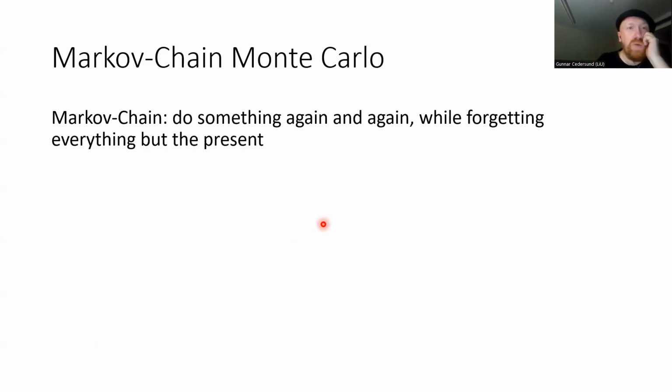It's very strong, it's very general, but it does have some crucial limitations, and I will get to those in the end. So Markov chain, the first part of the name, is that you do something again and again while forgetting everything except for what you see right now. So basically you have a state that you update, and the state tells you everything about the history. So a differential equation is a sort of special case of that.